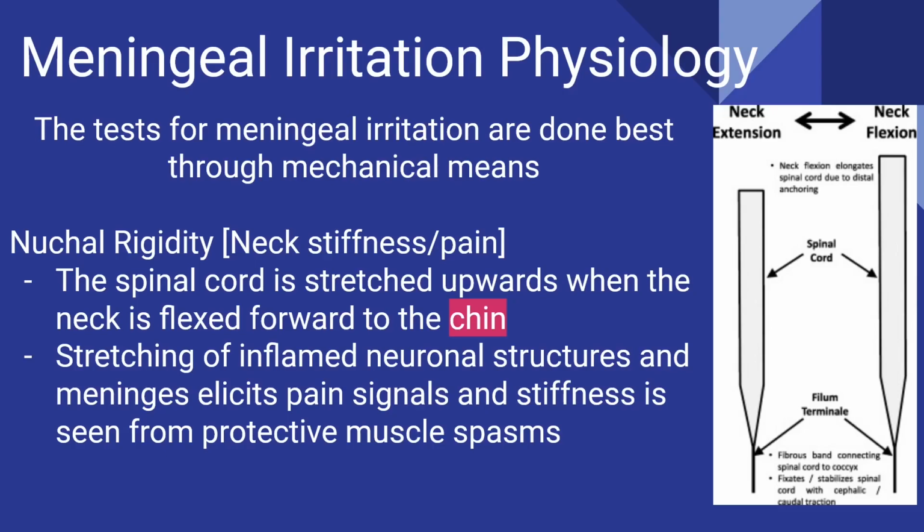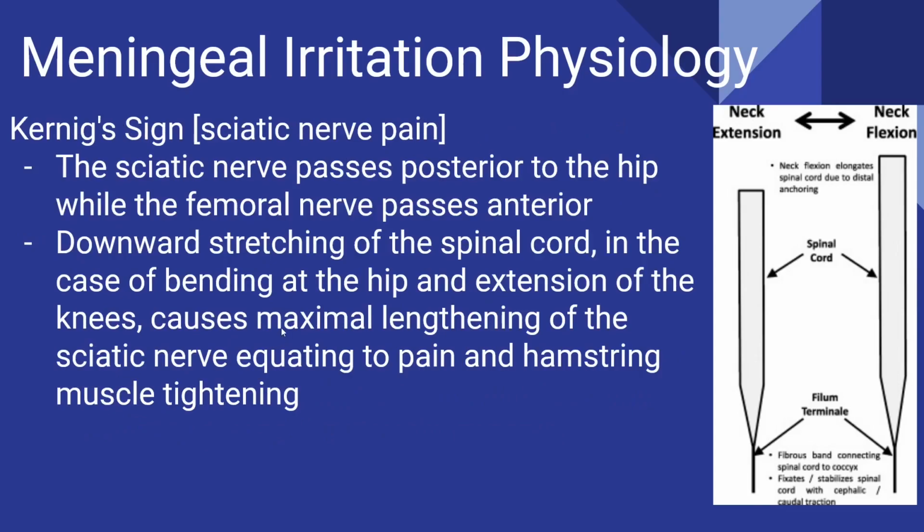So that's what we see in nuchal rigidity: when we bend the chin down, we're effectively stretching an inflamed, angry structure that signals a pain response. So if your patient yells out or winces, or if it's hard to tilt their chin forward, it could indicate that the spinal cord's inflamed.